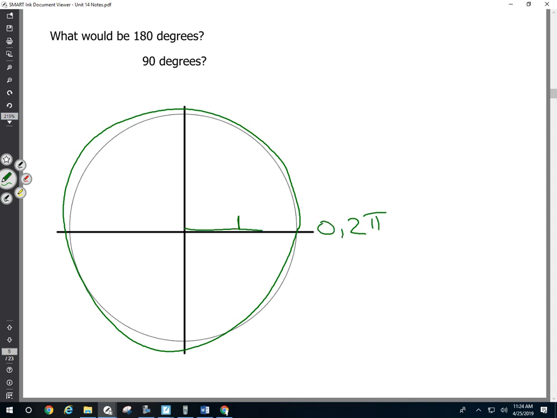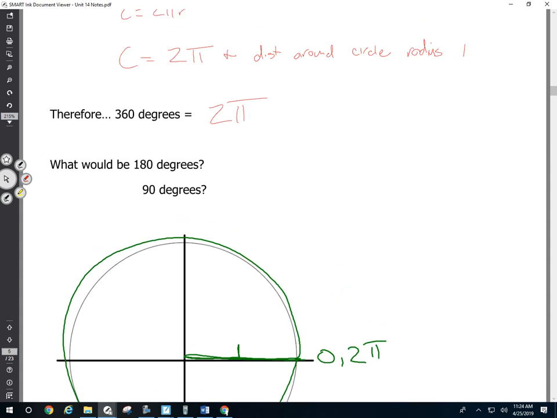It's also where we start. Starting here, 0 and 2 pi. Well, halfway around the circle, what you guys know is 180 degrees. What would be the distance around the circle that's just halfway around the circle? Just pi, right? Because you take 2 pi divided by 2 like you take 360 divided by 2. So all of a sudden, we are no longer going to use 180 degrees. We're going to say the distance around this unit circle, halfway around, is pi.